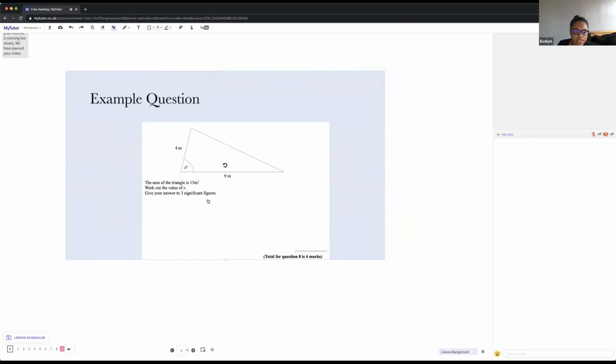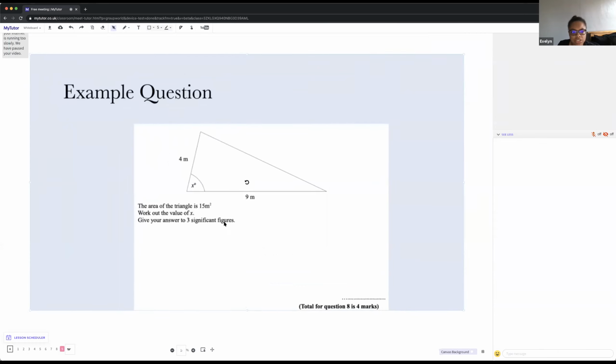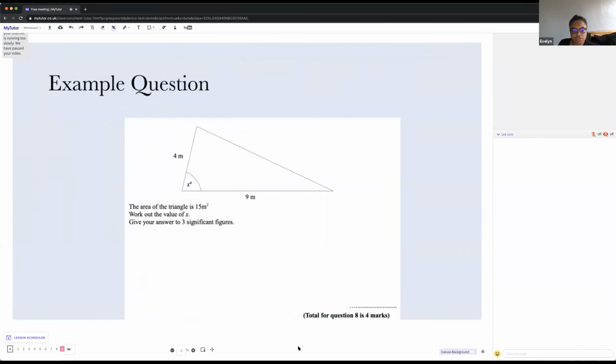Right, we're going to have a look at another one. Now, this question is a little bit more challenging. This one you have to work backwards. So I'd like you guys to have a read of the question, think about what equation you will need to use, and then have a go at working out what angle x is.